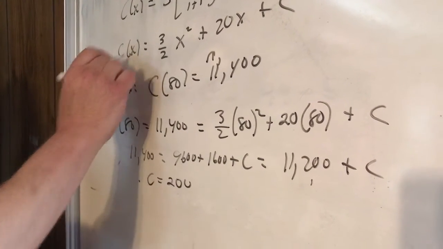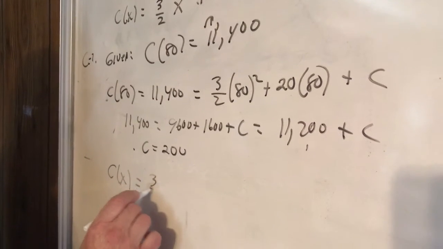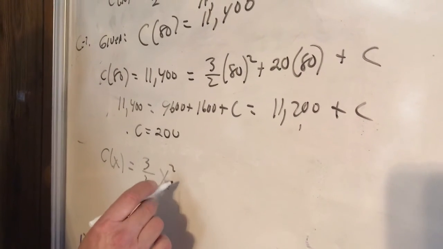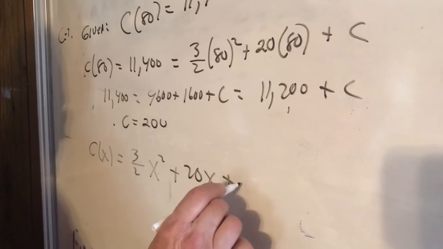Substituting back into my cost function, I have the constant. It's 3/2 x squared plus 20x plus 200.